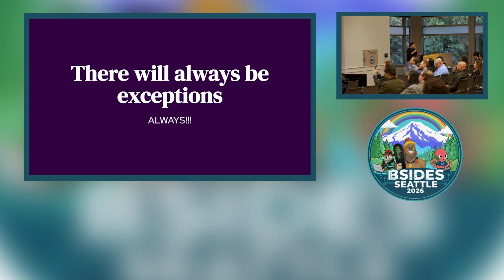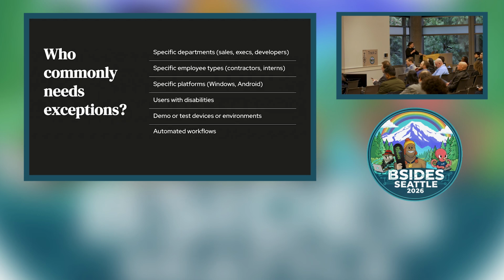So there will always be exceptions to your policy. Always. There will always be exceptions to your policy. What matters about that is knowing that there's going to be exceptions and making sure your system takes that into account. Just assume there will be, and take that into account from the beginning. The other thing that's important here is how you actually manage those exceptions. So we'll talk about that.